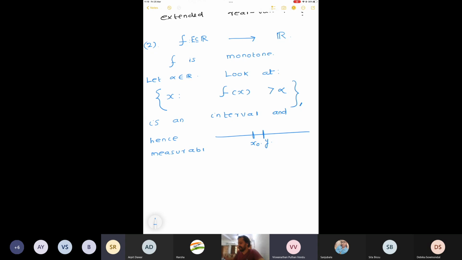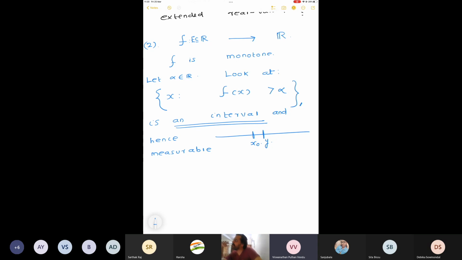We don't know if E is an interval. E is not an interval, I don't know. Okay. That's why I'm saying whether I can prove that the collection of all x in E for which f of x greater than alpha is an interval or not. If E is an interval, it is clear. But suppose E is not an interval, but just a set.